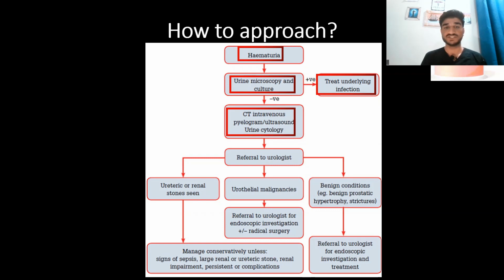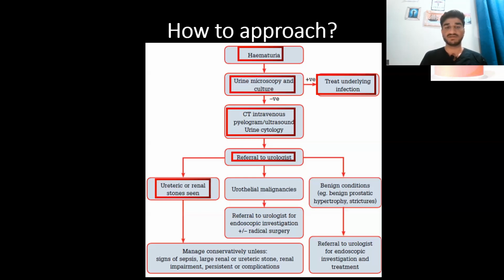When there is negative urine microscopy and culture, meaning there are no bacteria in the urine, we go and do a CT, intravenous pyelogram or ultrasound, and urine cytology. It means we do the imaging and also the cytology, to see if there is any obstruction or fistula, because there could be an obstruction due to stones. Then we refer to the urologist. First, these are done in nephrology or general clinics.